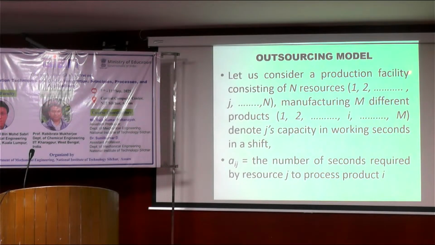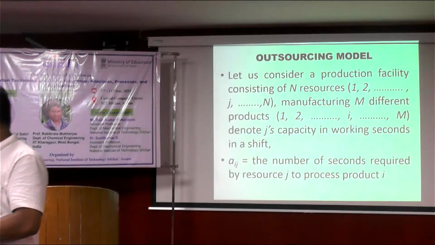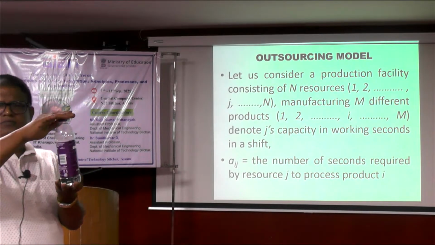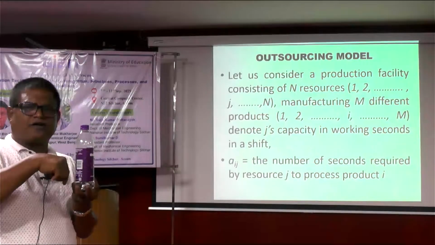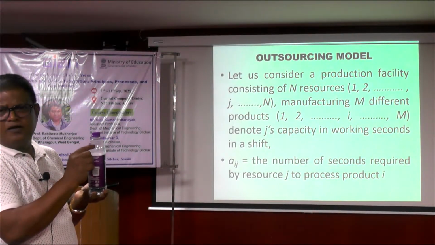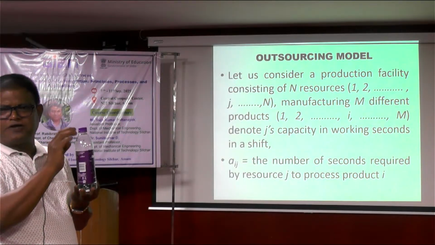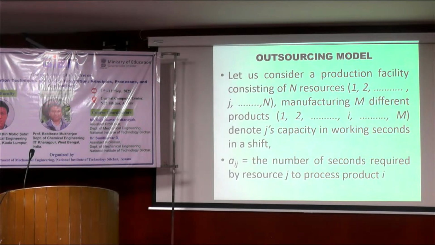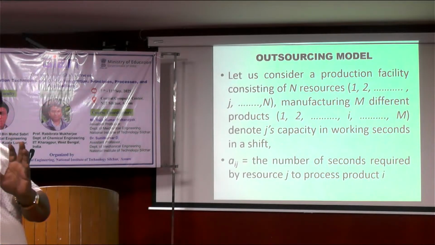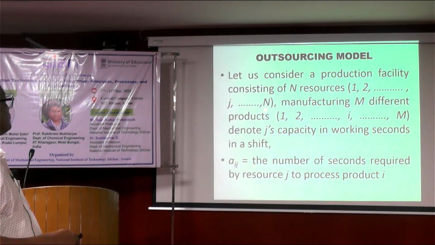Now let us consider a production facility consisting of n resources. Resources means you can say operations or machines. First, from the pre-form, these bottles are to be formed, the bottle has to be made, then the cap, then the pasting, then filling it up, then printing the label with expiry date, price and everything, then packaging. All these are operations. N resources means 1, 2, and in total capital N is the number of resources, and all these products are to pass through this number of resources.